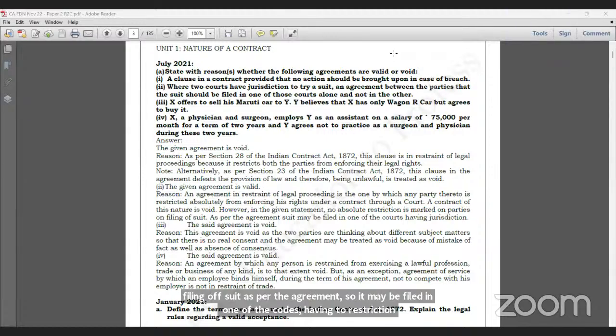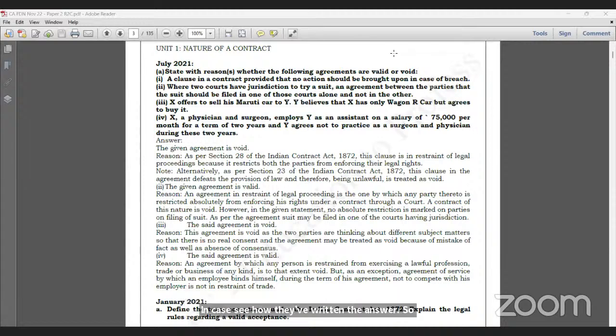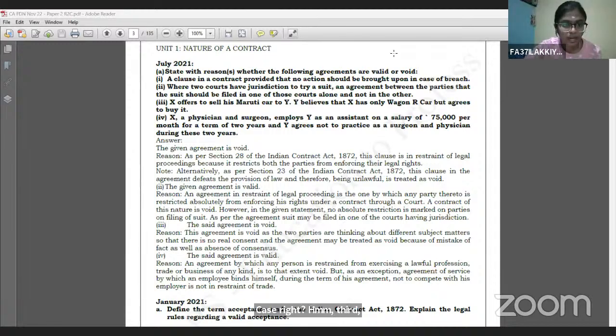So see how they've written the answer. This is not an agreement in restraint of legal proceedings, because this is an agreement where you can file a case. The only restraint is in which court you have to file the case, right? Third one. X offers to sell his Maruti car to Y.